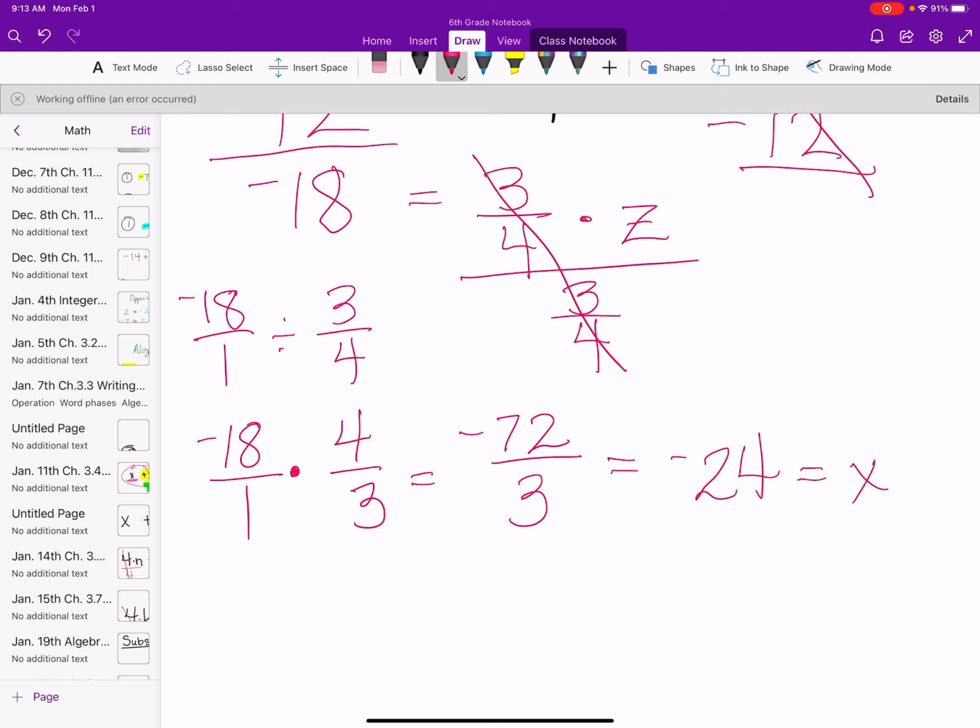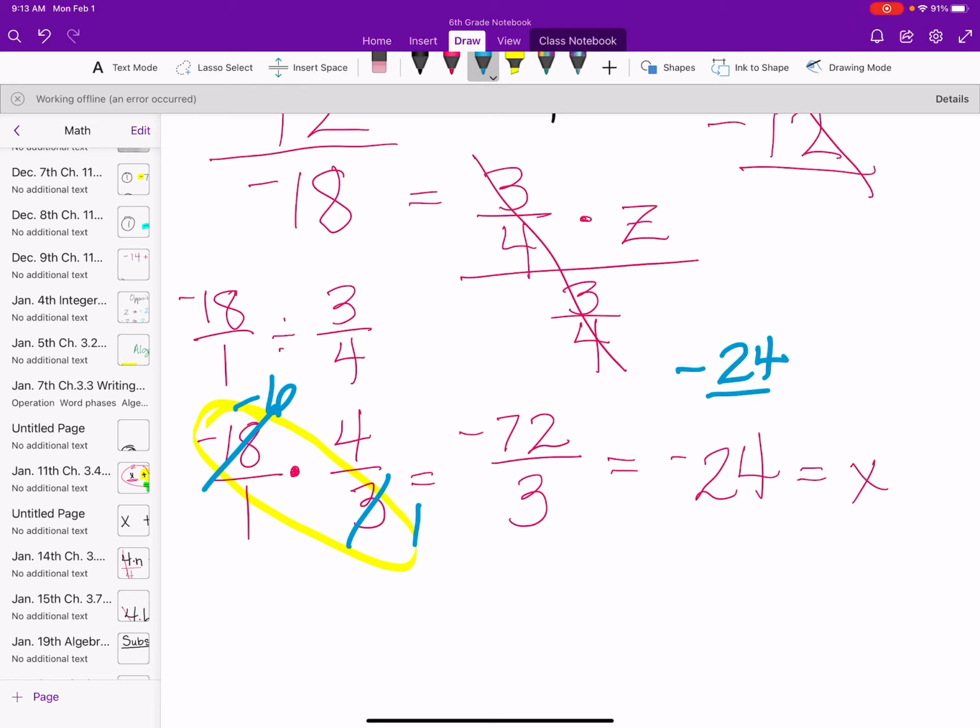There's also a shortcut here if you remember how we cancel out fractions. So if you see here, we can do our crisscross canceling with our fractions. Do 18 and 3 have a common factor? They do. They can both be divided by 3. So I could cross them out, and this could be changed to a -6, and this guy could be changed to a 1. And that would get you -6 times 4 is -24.